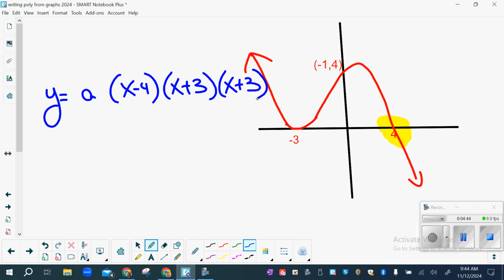Now with your table mates, plug in this guy, this 1, -4, or I'm sorry, -1, 4, and get the exact equation. You ready? Here you go.